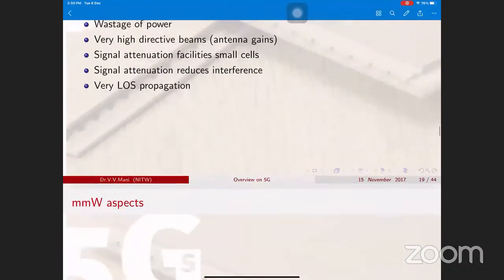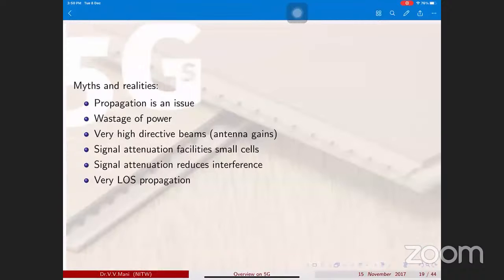Here the main issue in millimeter wave bands is propagation. Why is propagation an issue? At higher frequencies, the wavelength is small, right? That means the wave propagates only a smaller distance. It cannot be propagated to a longer distance. That is one important issue. And also there is more wastage of power.